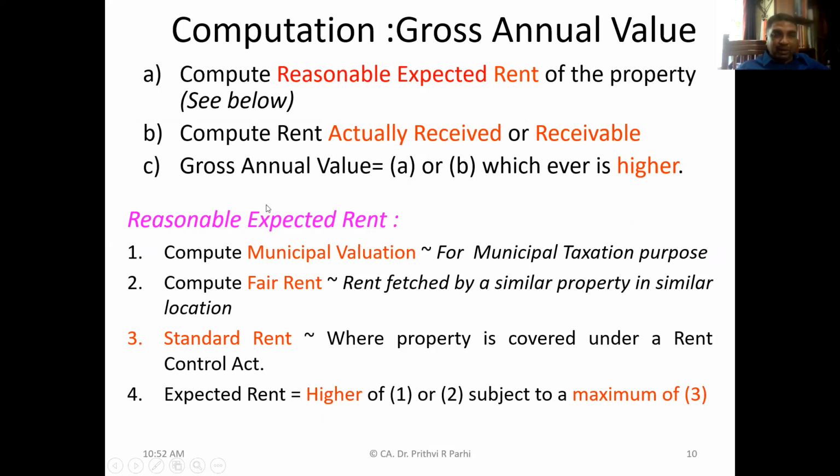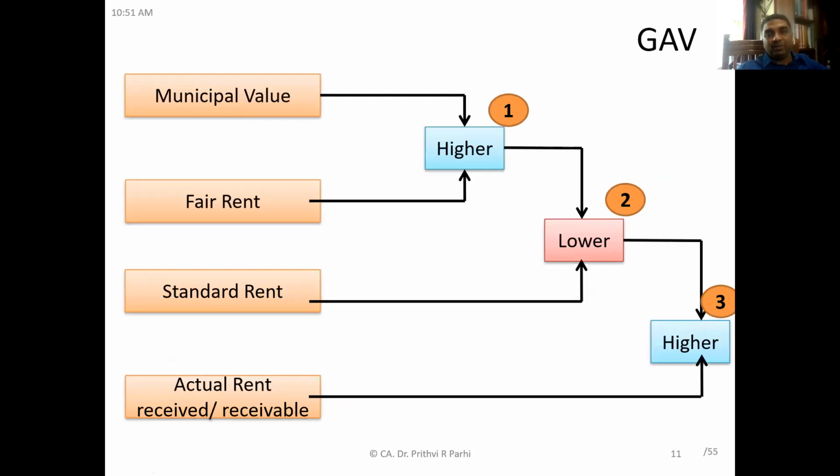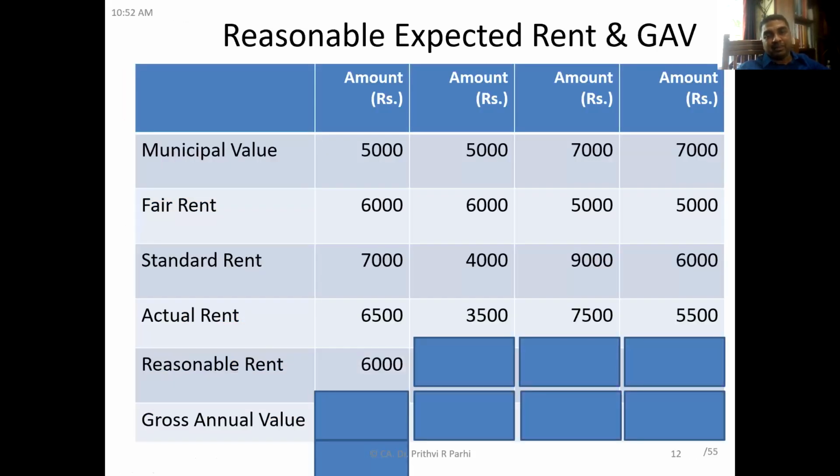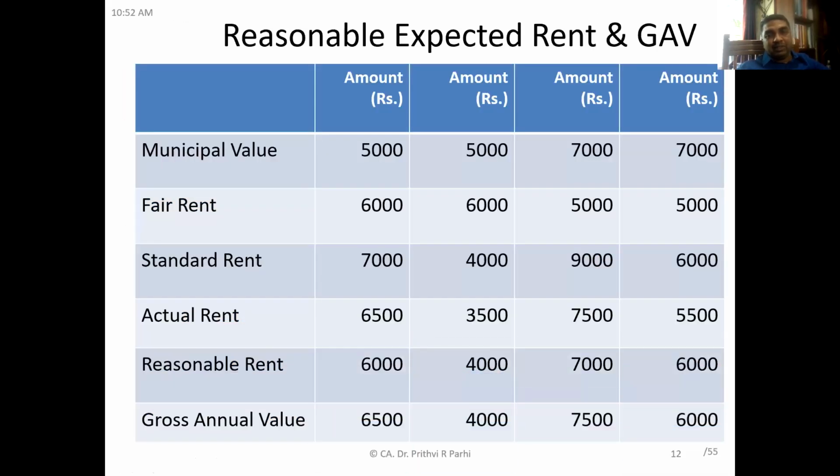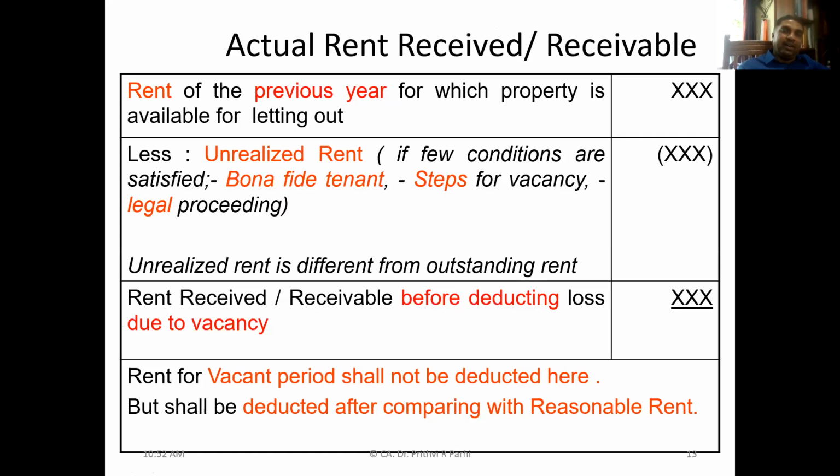To compute this reasonable rent, municipal valuation, if available, is required. Fair rent data is required, standard rent data is required. But having understood this reasonable expected rent concept, now it is time to learn about actual rent. Let us see how to calculate actual rent. It may be actually received or may not be received. So the next concept is actual rent, received or receivable, which will be computed in this manner.